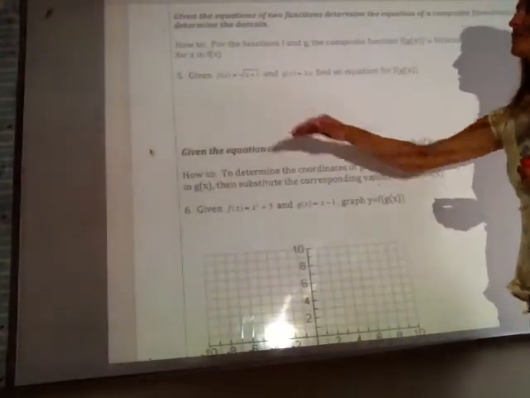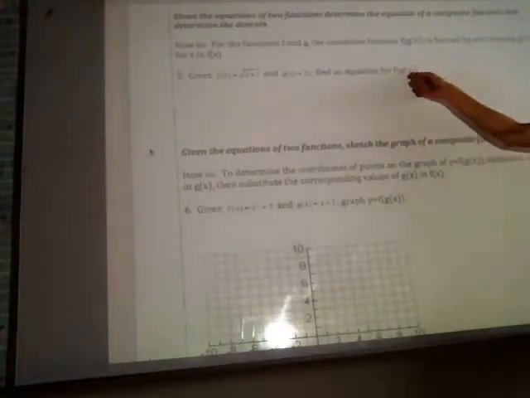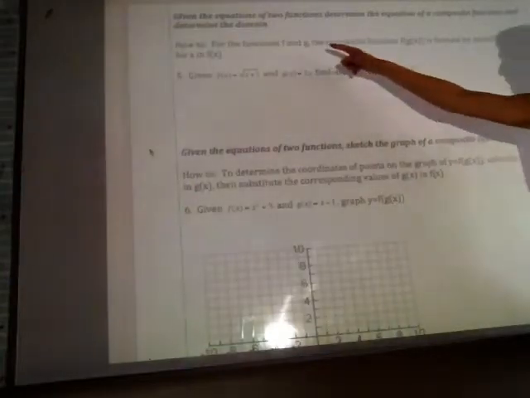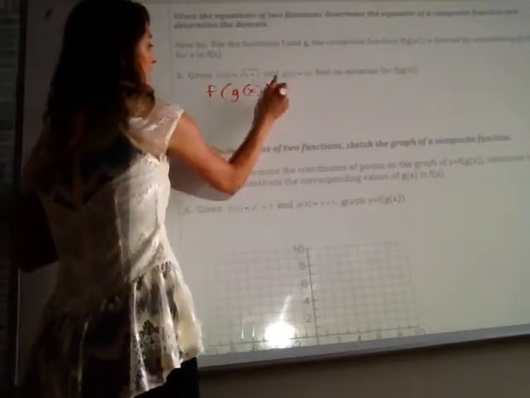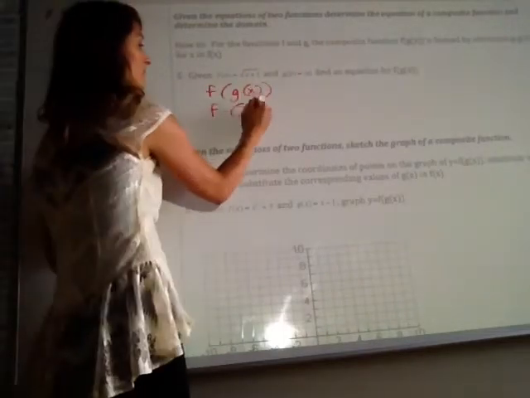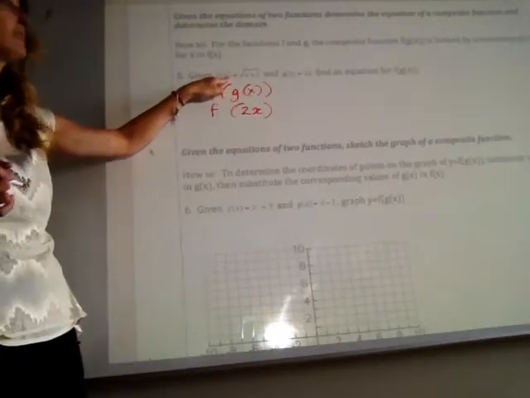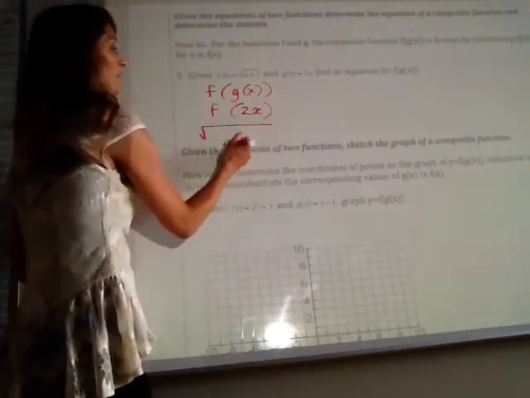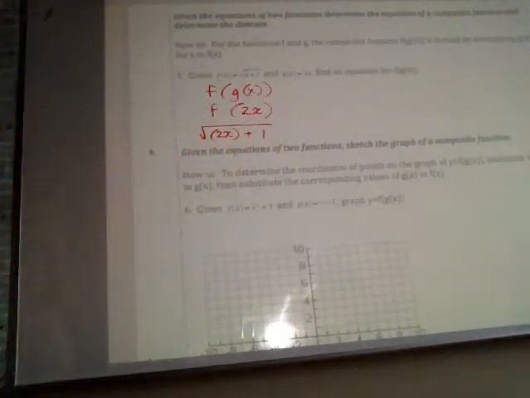Okay, so given f of x is the square root of x plus 1 and g of x is equal to 2x, we're going to find the equation for f of g of x. So in other words, we're plugging g of x into the x on f of x. So f of g of x will equal, what's g of x? 2x. So this 2x is going to replace every x in f of x. In other words, we get the square root of 2x plus 1. And there's no further simplifications that we can do, so we can just leave it at that.